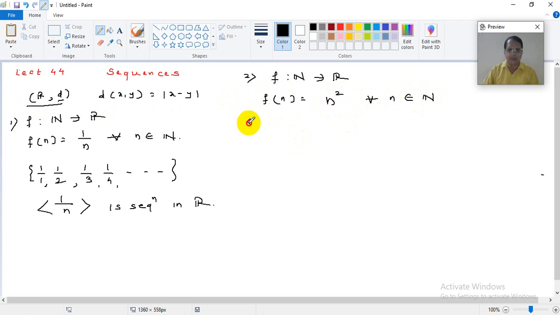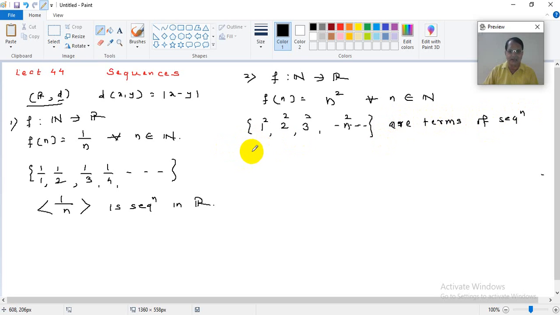So what will be the terms of the sequence? First you put n is 1, so it is 1 square, then 2 square, then 3 square, and so on. So this is the sequence: 1 square, 2 square, 3 square, and so on. The general term is n squared. That means the set that we are talking about is 1, 4, 9, then 16, and so on. The general term will be n squared.